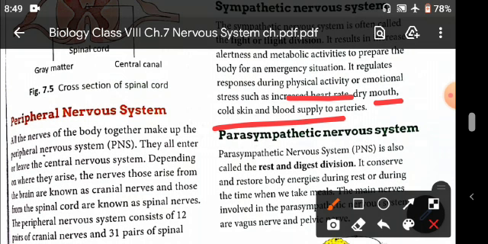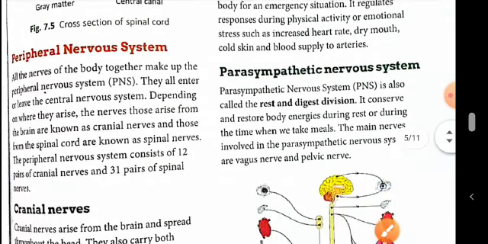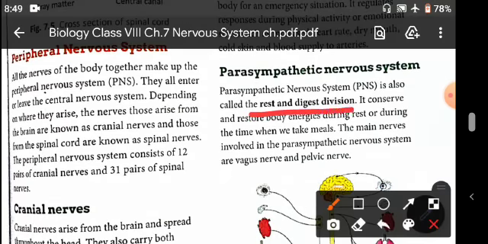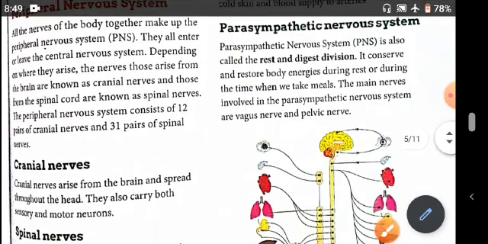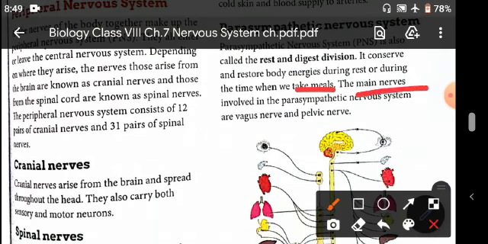Now the second is the parasympathetic nervous system. This is also called the PNS, and it is called the rest and digest division. It conserves and restores body energies during rest or during the time when we take meals. The main nerves involved in the parasympathetic nervous system are the vagus nerves and pelvic nerves.